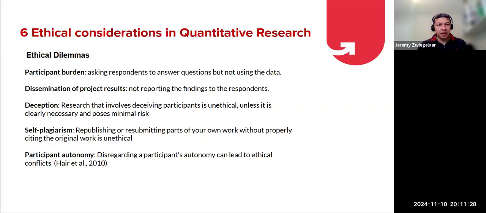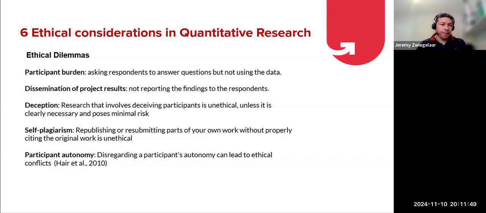Participant burden is quite big, meaning that you're asking someone to do questions. Make sure that you are asking them to do the questions that you actually will use the data for. So don't think that you're just going to ask all the questions and then for some you won't actually use it, because that's not ethical. We need you to understand that, please.